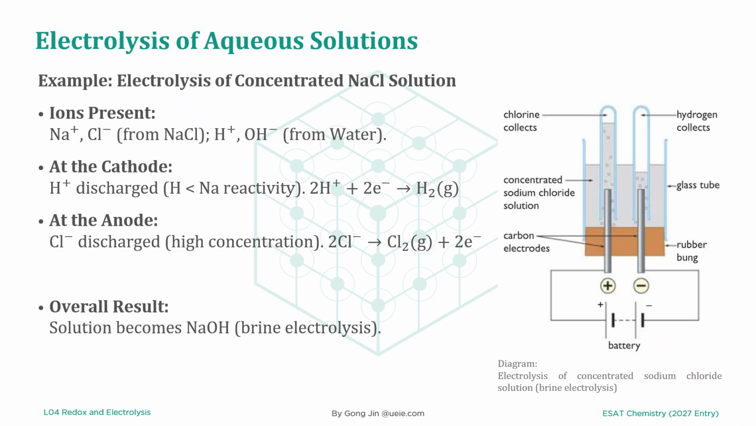At the anode, even though hydroxide ions are slightly easier to discharge, there are so many more chloride ions that they get discharged instead, so we get chlorine gas. The remaining sodium ions and hydroxide ions form sodium hydroxide. This is the industrial process for making sodium hydroxide.